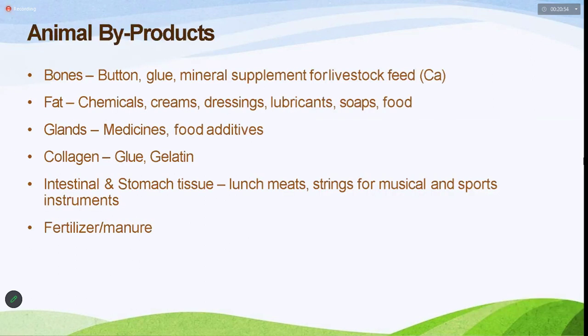Okay, other than meat and milk, there are a number of byproducts you can have from the animals. From bones, you can have buttons, glue, and mineral supplements for the livestock feed. In livestock feed, calcium is provided. Then bone powder. Then fat: chemicals, creams, dressings, lubricants. Soap, not excluding the animal fat.